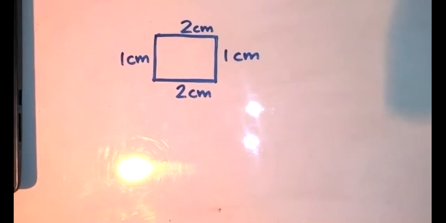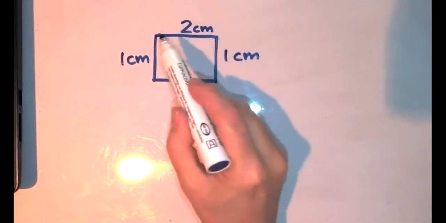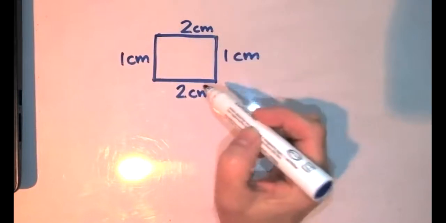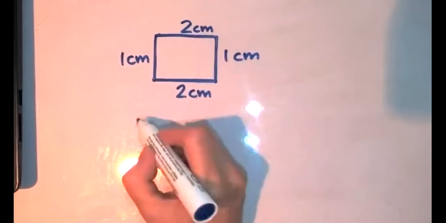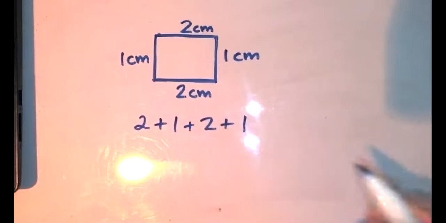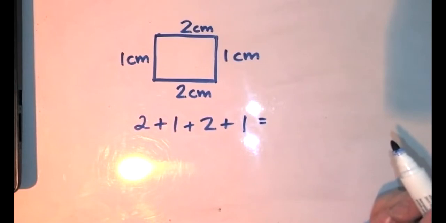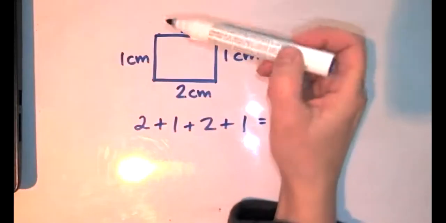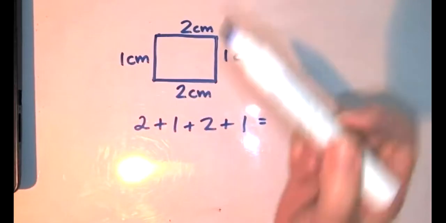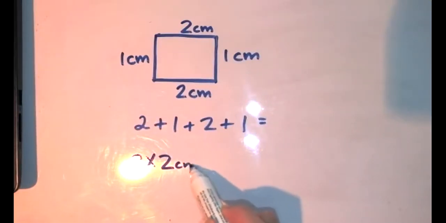Okay. So if I'm finding the perimeter, remember I'm finding the distance around. These numbers are telling you how long each side is. So this side, 2 centimeters, 1 centimeter, 2 centimeters, 1. So I could do 2 plus 1 plus 2 plus 1. But it says in the question to use multiplication and addition. So I can see that I've got 2 sides that are 2. So 2 sides multiplied by 2 centimeters.